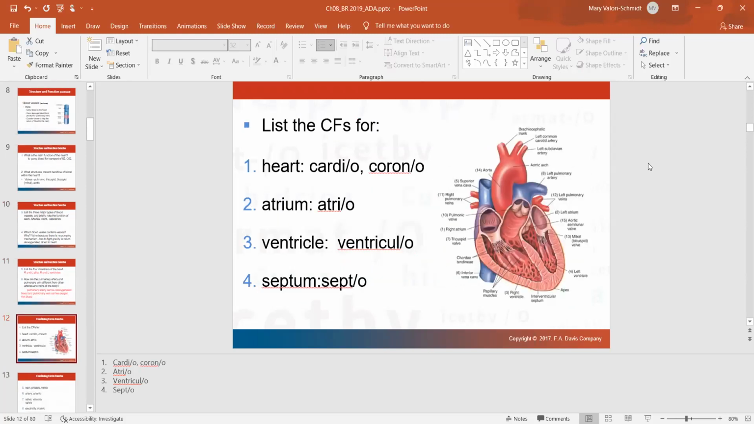And then we're going to talk about the combining forms. So for heart, you have cardio or corono, like coronary, right, or cardiovascular. For the atrium, which is the singular form of the atria, is atrio. Ventricle is ventriculo. And the septum, and that's the wall that divides your heart in half, left and right sides, septo.